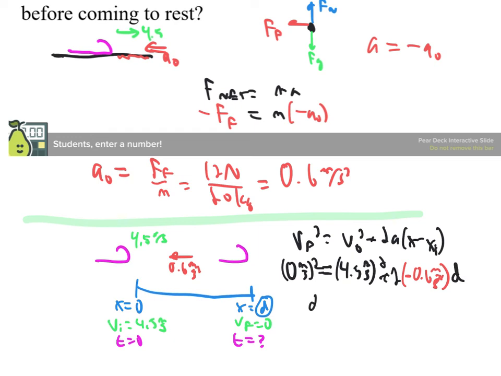So we can say that the distance would be, bringing all this stuff over, 4.5 meters per second quantity squared over 2 times 0.6 meters per second square, where the minus sign has been taken care of because we used it to move to this side and then divide out. And we end up with 16.9 meters, something like that.